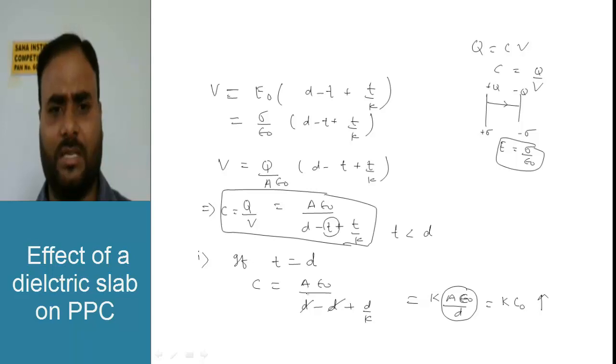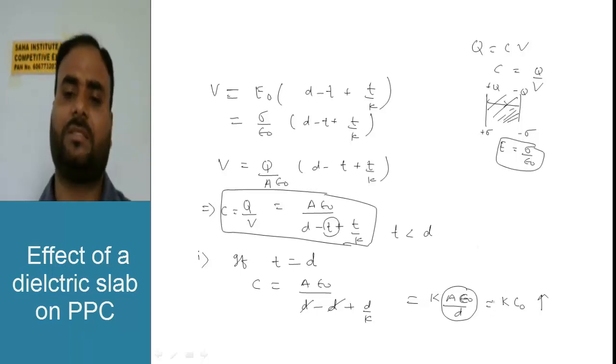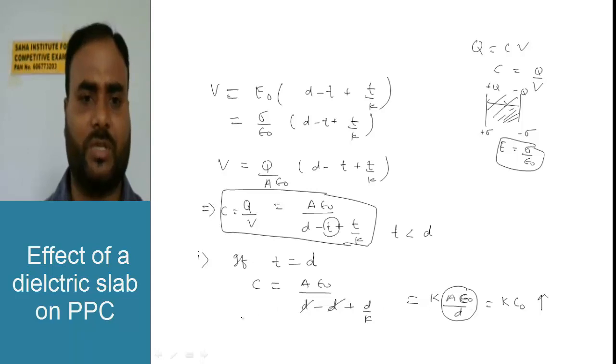But in this case, when the medium will completely fill the gap between the two plates, it will increase by K times. K is the dielectric constant of that medium. Okay.